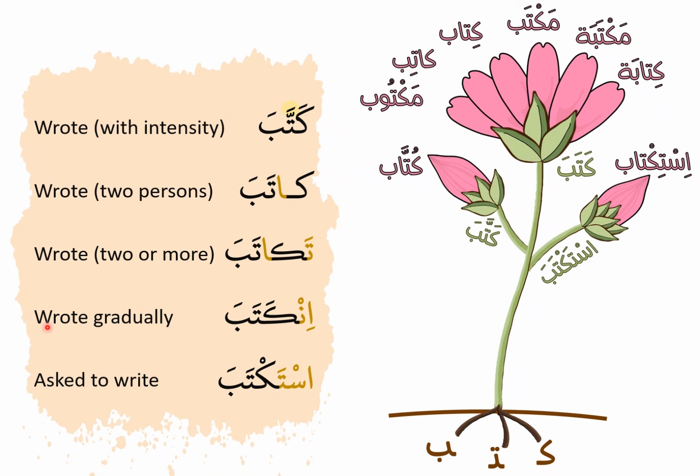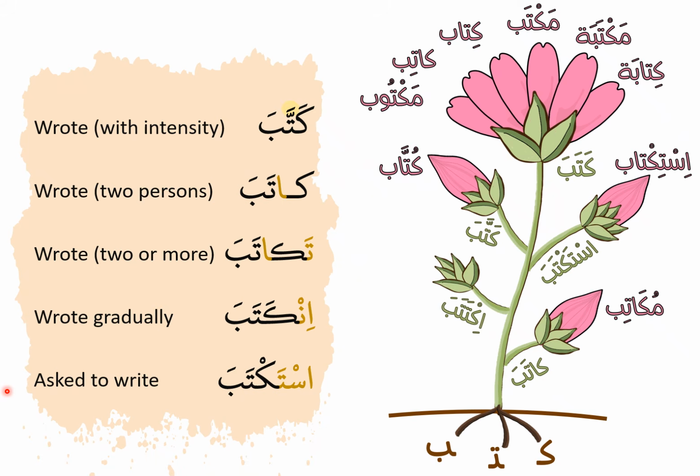istiktaab. And then there's kaataba, كاتب. We said that this means to write or wrote between two persons. So its noun becomes مكاتبة. And there's اكتتب. This is also one form. Its noun is اكتتاب.